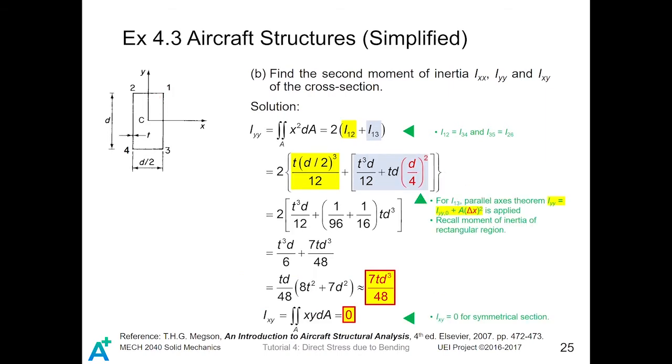For Iyy, it is rather similar, but in this case, we don't need to apply the parallel axis theorem for 1-2 and 3-4.